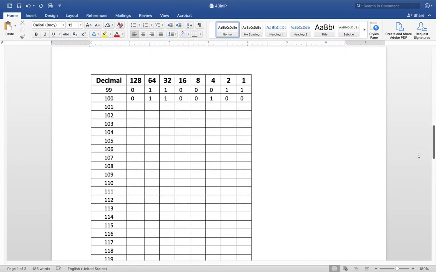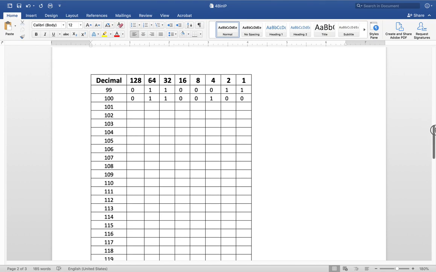So you want to convert all these decimal numbers to binary. So 99 is 01100011, because 99 is 64 and 32, which is 96, and 2 and 1. So for 99 you need 64, 32, 2 and 1. That adds up to 99.